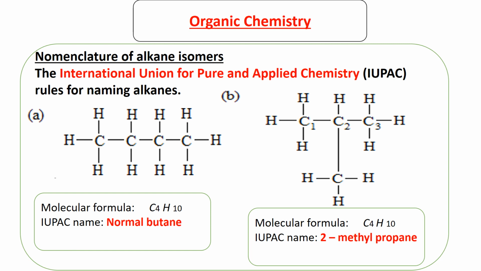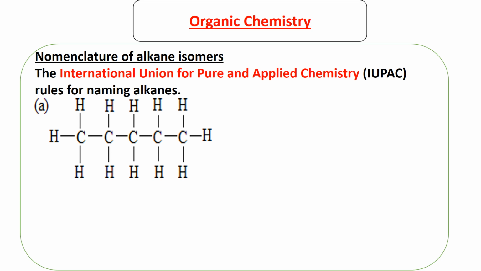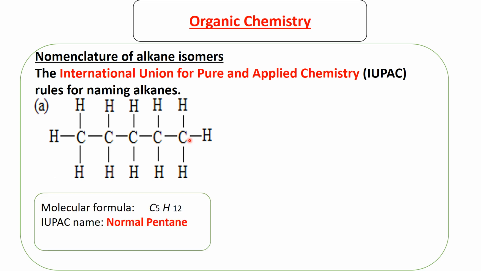Okay, hope that is sinking in. Let's take a look at another example, which is going to be a bit complicated, but the same 3 rules apply. I'm just going to introduce maybe 1 or 2 key points to keep in mind. What about this? This one is a straight chain, so we count 1, 2, 3, 4, 5. So it's 5, which means it's pentane.